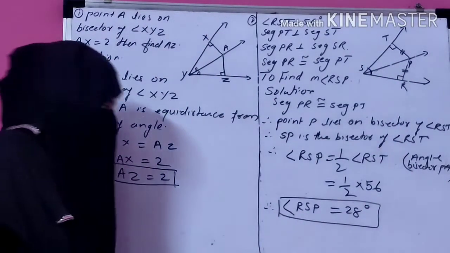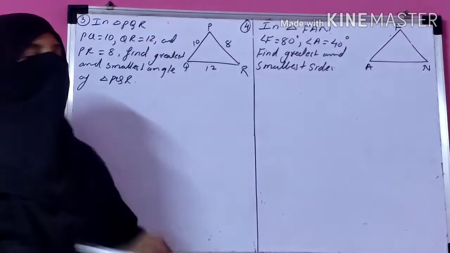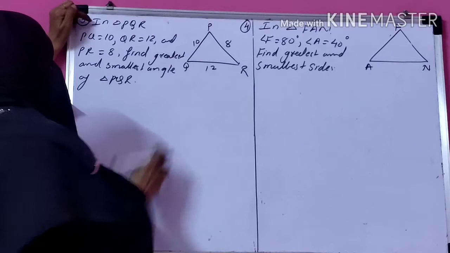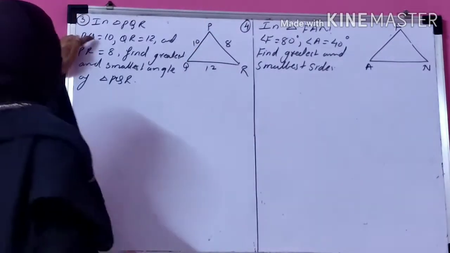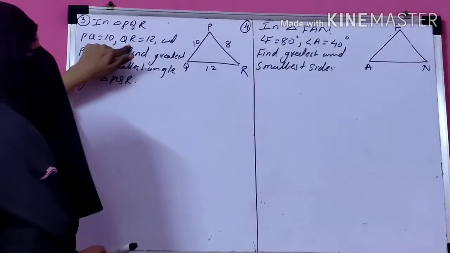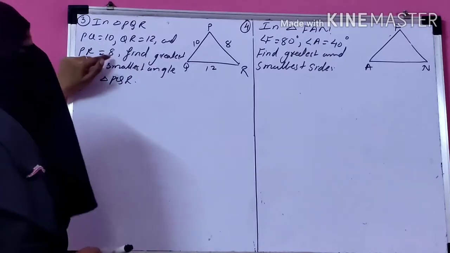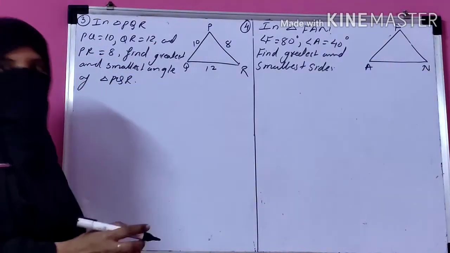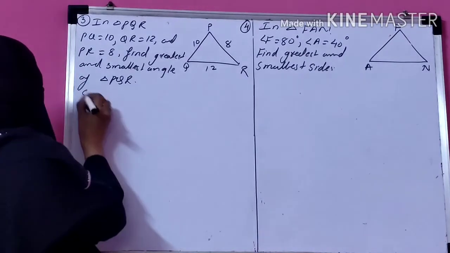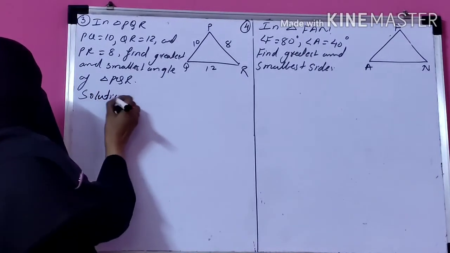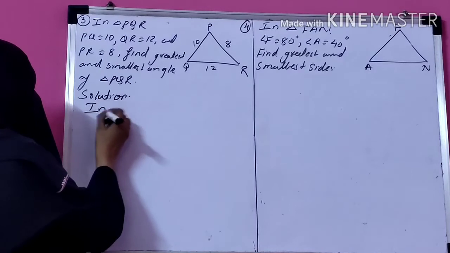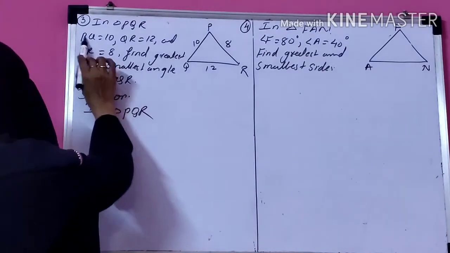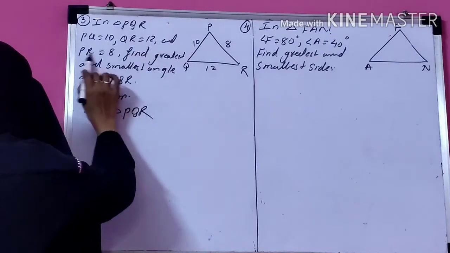Got it? Next, question number 3 of practice set 3.4. Question number 3 is: in triangle PQR, PQ is 10, QR is 12 and PR is 8, then you have to find the greatest and smallest angle of the triangle. Okay. So let's start your solution. Solution: in triangle PQR. Okay. Here PQ is 10, QR is 12 and PR is 8.